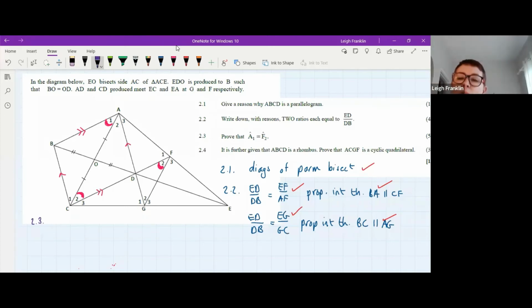Often what we've already done helps us in the next step. So if you get stuck on something like this and you say to yourself, what is the connection between these two? What have you already worked out? Well, you know that ABCD is a parallelogram. Great, that doesn't help us. What was the other thing we worked out? Oh, yes, ED over DB is EF over AF. And ED over DB is EG over GC. What do you think question 2.2 is trying to tell us?